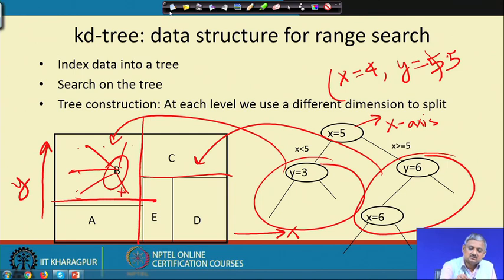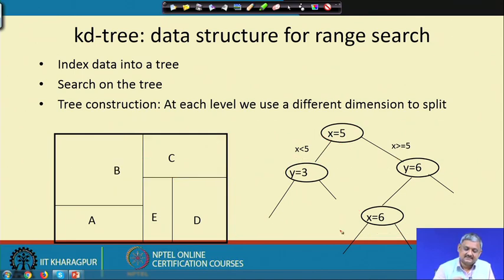Okay. Now, one question is how do I decide on this tree structure? Usually there are many ways of constructing a KD tree. As I mentioned before, this is a kind of index search, a tree-structured index, a k dimensional tree-structured index, because there are so many dimensions I am taking.